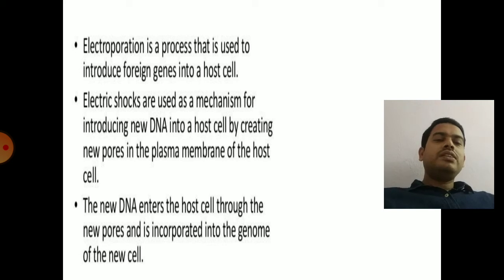Electroporation is another process used to transfer your foreign DNA into host cells. This mechanism uses electric shocks, where the new DNA or foreign DNA is introduced into the host cell by creating pores in the plasma membrane. Once the DNA enters into the cell, it will be integrated into the genome. So by using electric shock, you create pores and you transfer your foreign DNA into the cells. This is the principle behind the electroporation.